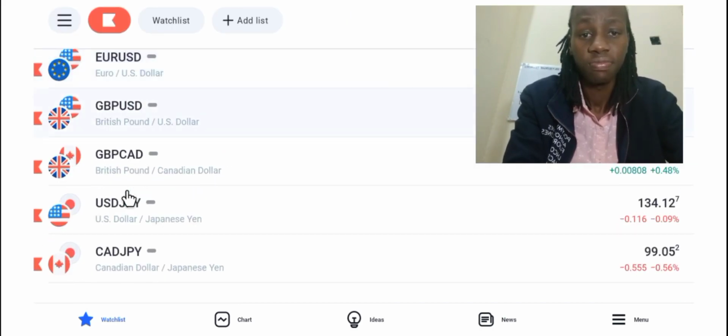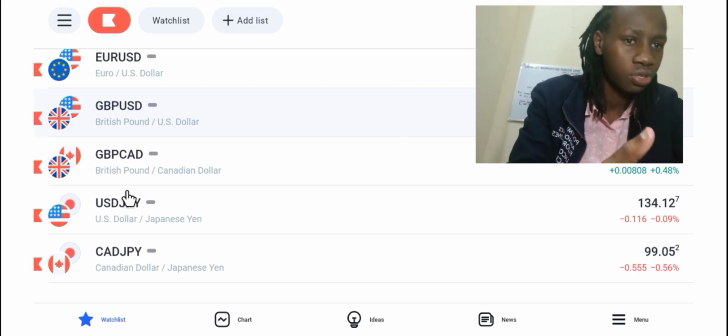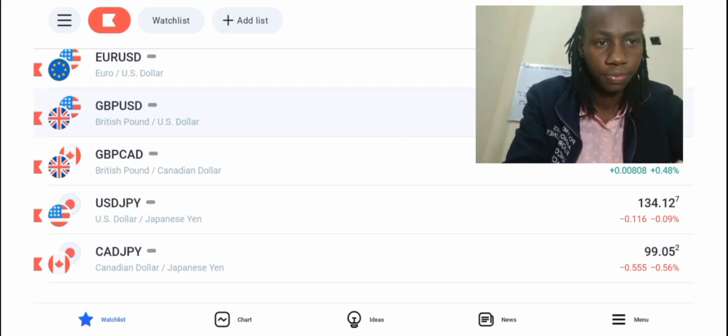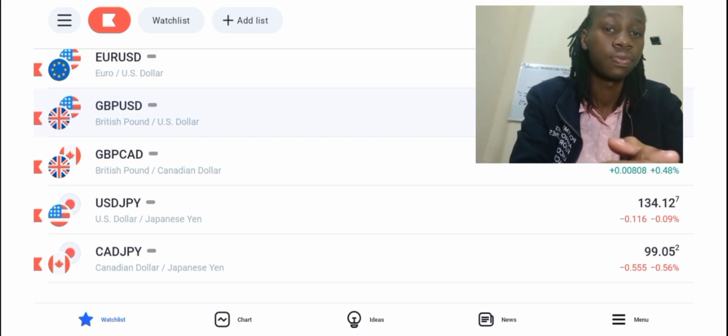We have 5 major currency pairs in forex. We have the euro dollar, we have the GBP USD, we have the USD JPY, we have the Australian dollar and the dollar. So those are the major currency pairs that we have.